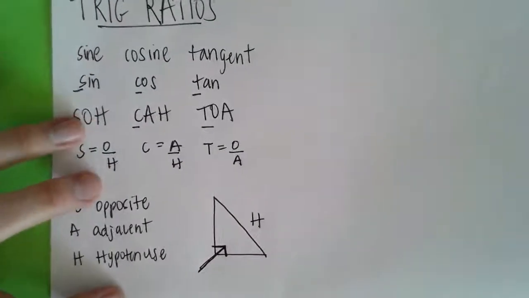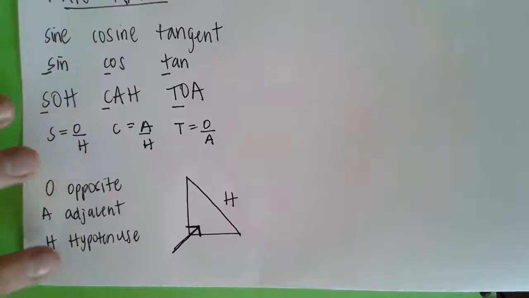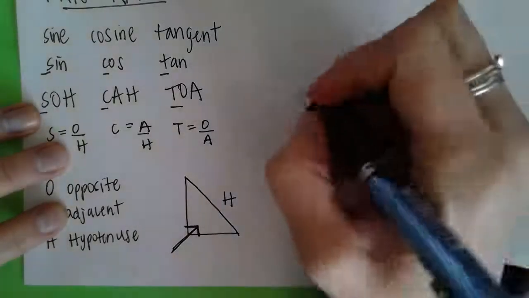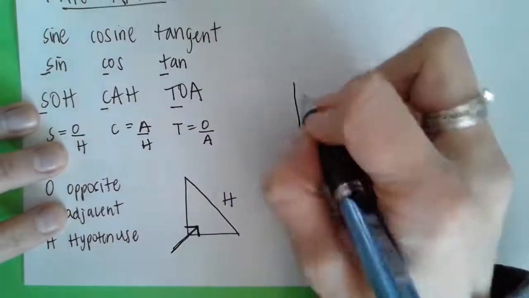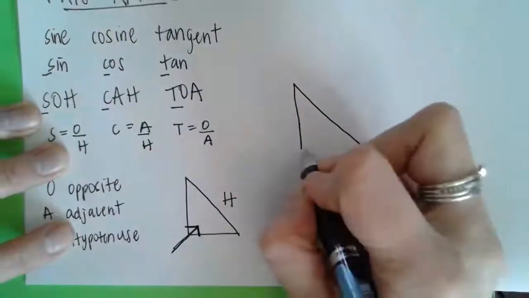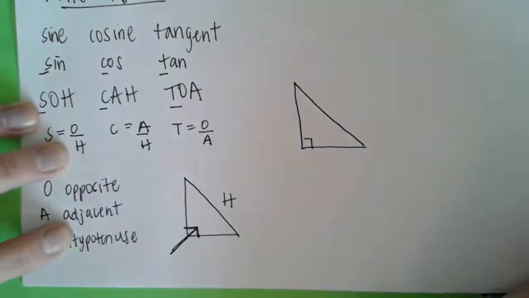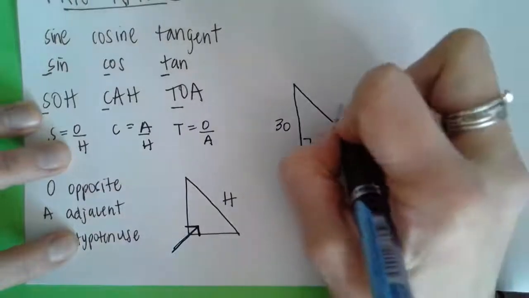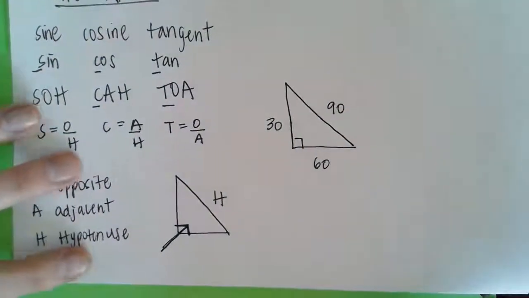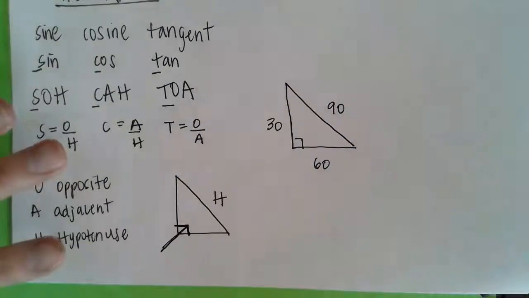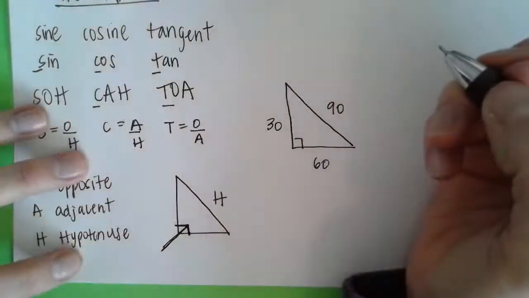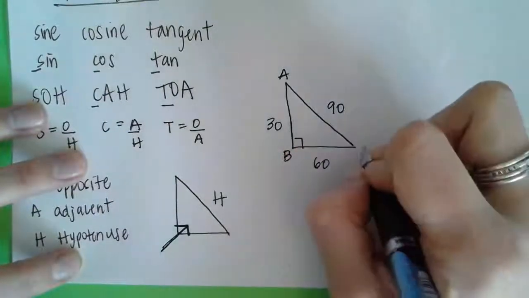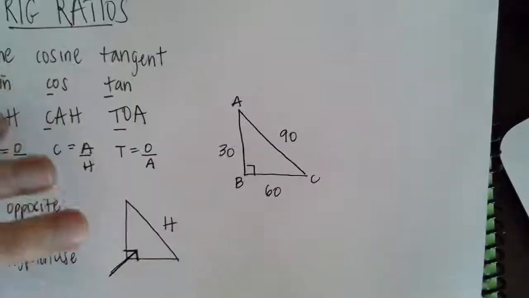All right, so there's a little bit of a review for you about the trig ratios, and now we're going to do a problem. What you're going to be given is some sort of right triangle. So here's my cute little right triangle. You're going to be given the side lengths, so like 30, 60, 90. And then you're going to be given letters that stand for the angles, for example, A, B, C.